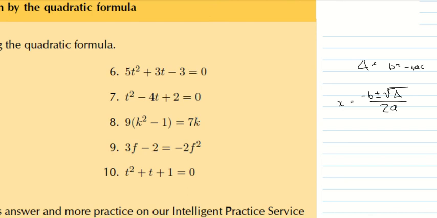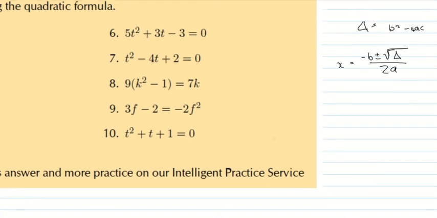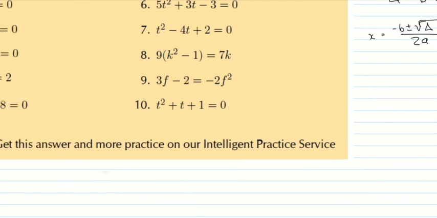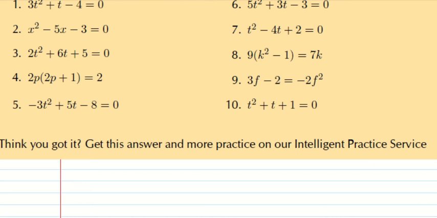I asked you to do the right hand column, is that correct? So we're going to start with number 6. Number 6 is 5t to the power of 2 plus 3t minus 3 is equal to 0.